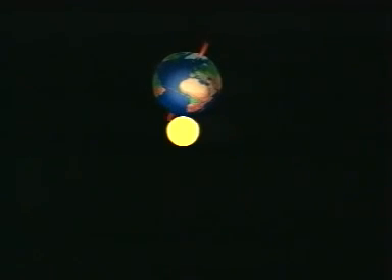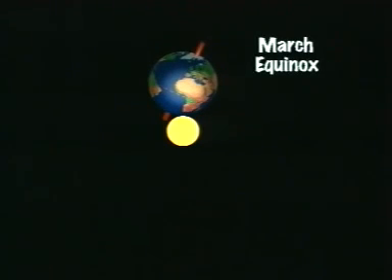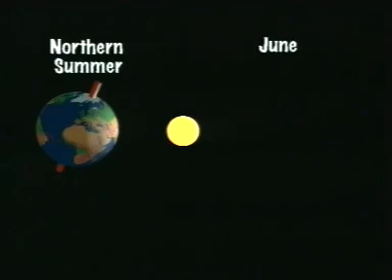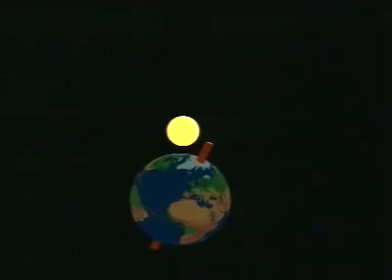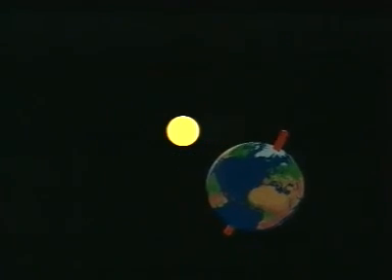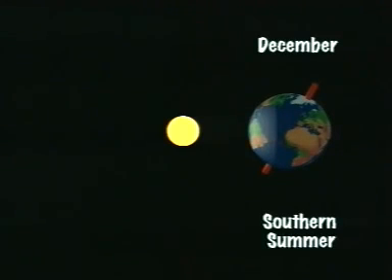Three months later, sunlight falls equally on both hemispheres. The days and nights are the same length. This is known as the equinox. In June, it's summer in the Northern Hemisphere and winter in Australia. 3 months later, another equinox, and it's the middle of spring or autumn. So as the Earth changes its angle to the Sun, the seasons change.